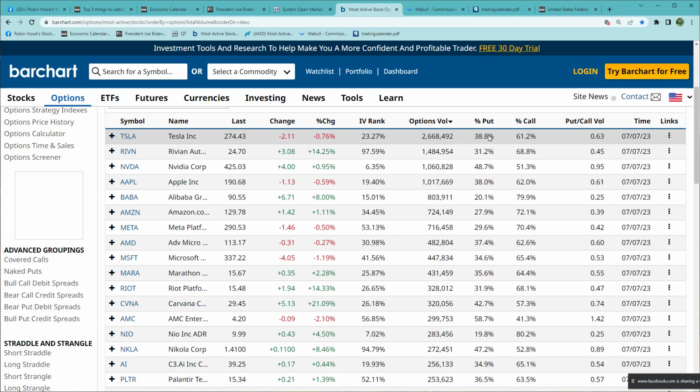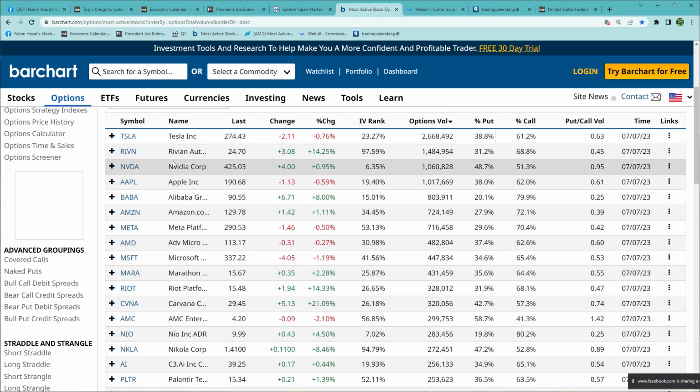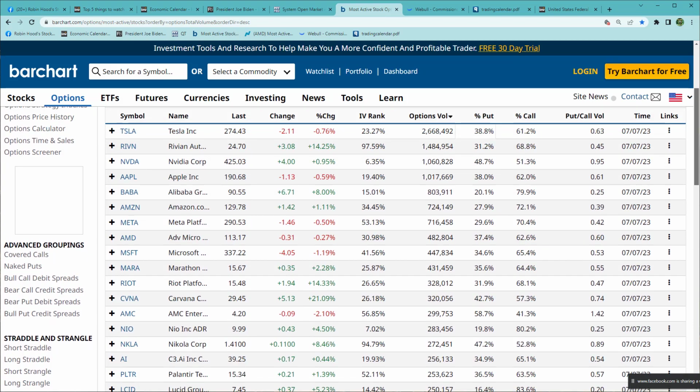Because a lot of pro traders have this saying, always follow the money, and so this is part of that. We're following what's going on. Where are people putting their money? And obviously it was definitely a very strong technology day with Tesla, Rivian, Nvidia, Apple, and Alibaba. But a lot of times we can also identify unusual activity, like stocks that aren't normally on here, or maybe there's just a really whacked out ratio.